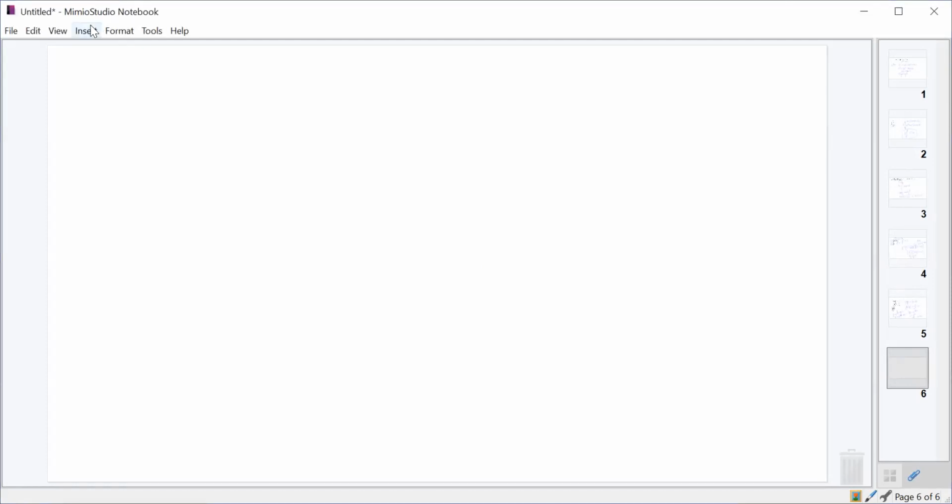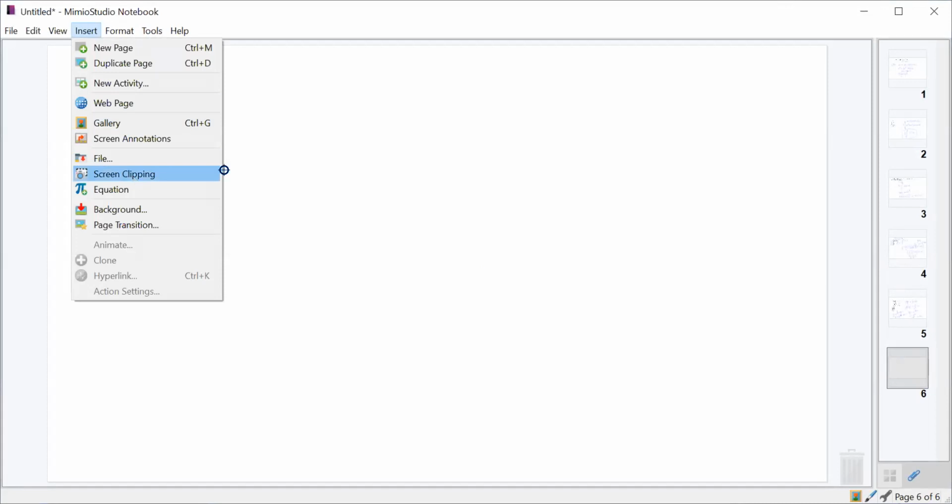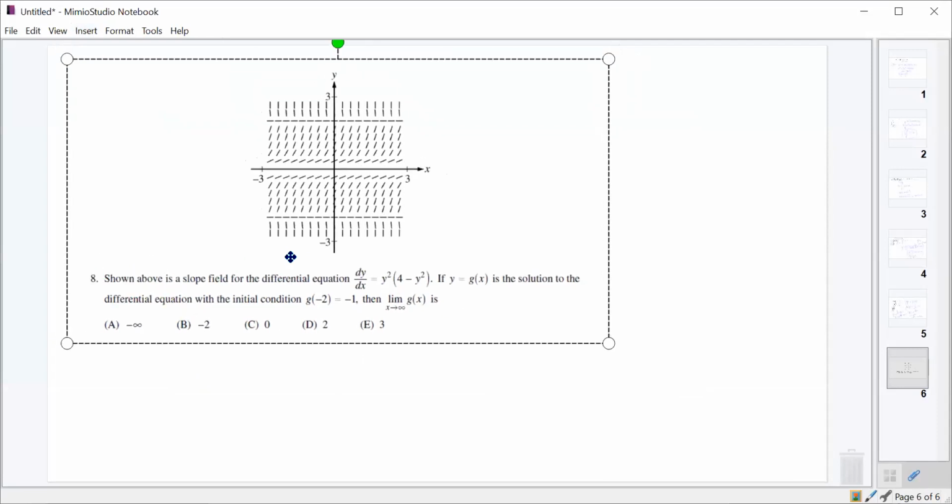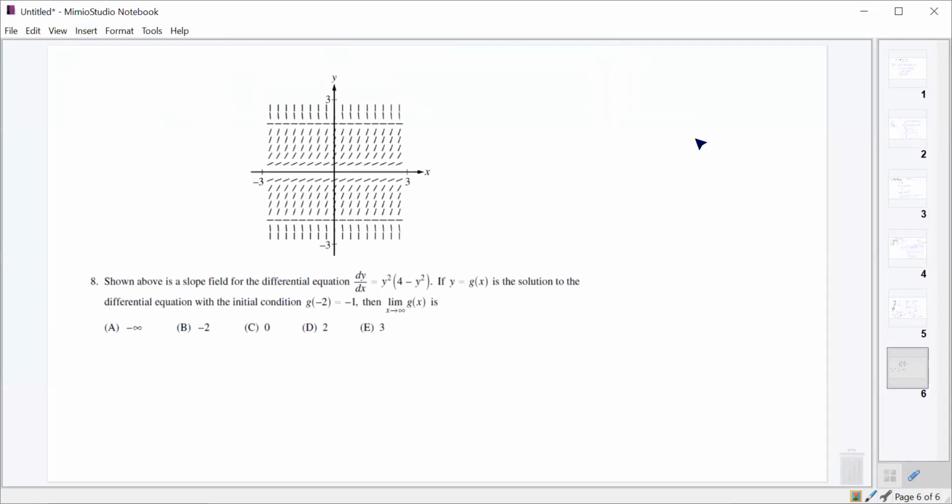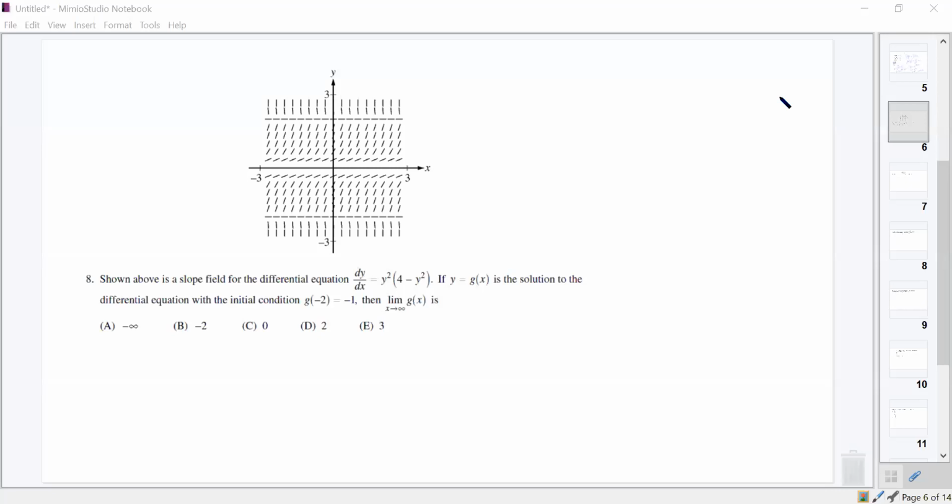Let's see if I can put this problem in here without the pen disappearing this time. Nope. All right, here's what we're going to do. We're just going to pop in more issues.